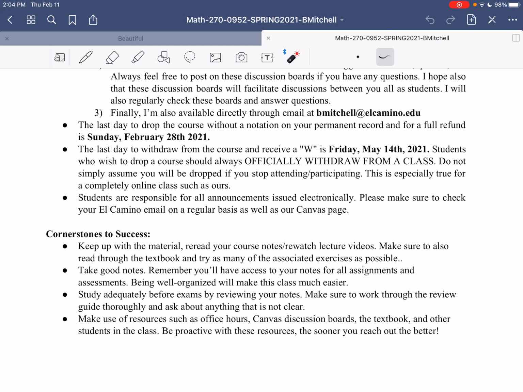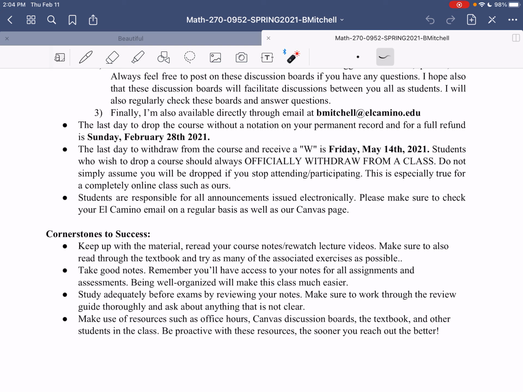Speaking of taking good notes while watching the videos, I'll mention this again. You'll see this crop up a lot in the first week or two. But on all the content videos for your class, in the description of the video, there is a link to the blank PDF that is covered in that video. So if you want, you can use that blank PDF to follow along with what's being done in the video. You can use that to have something to fill in and stay really engaged with those lecture videos. The third cornerstone there: studying adequately before the exams by reviewing your notes.